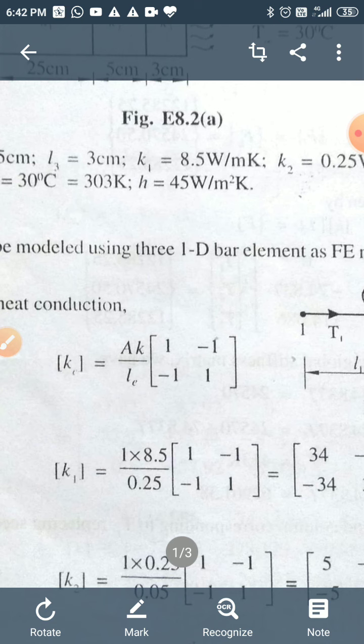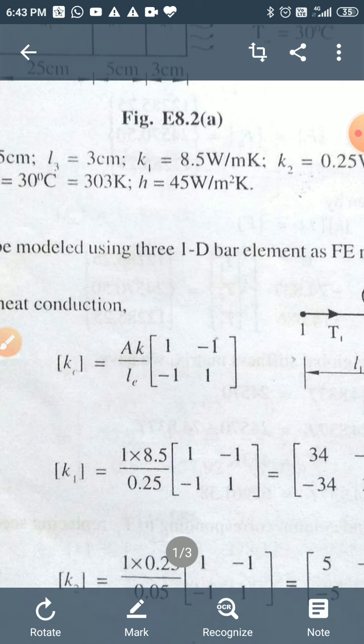The stiffness matrix in case of the bar element is K equal to AE upon L into [1 -1; -1 1]. But in case of thermal conductivity, the matrix for pure conduction, Kc, where c means pure conduction, is equal to Ak over Le into [1 -1; -1 1], where A is the cross sectional area.